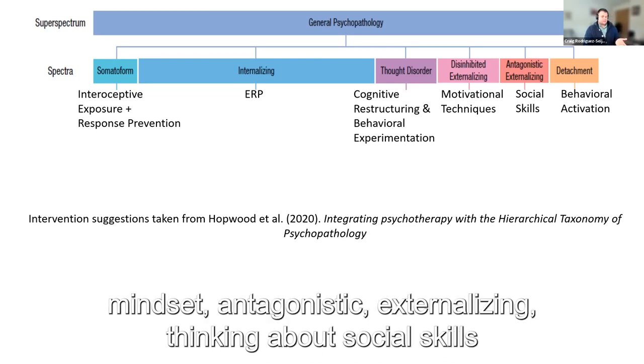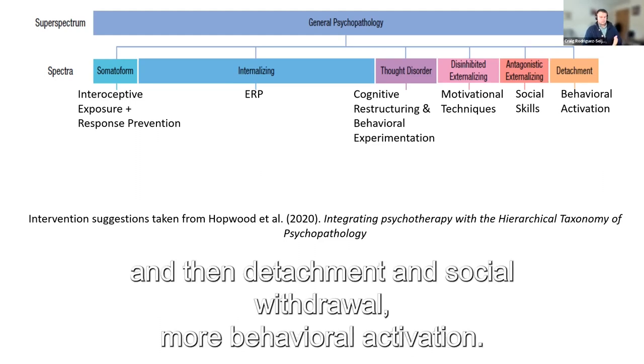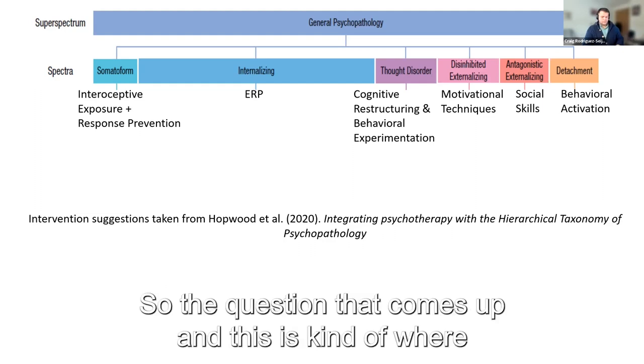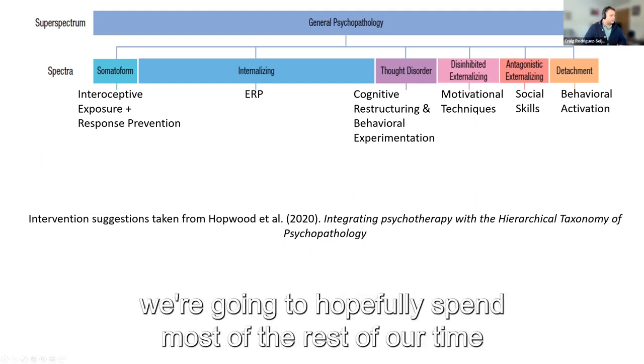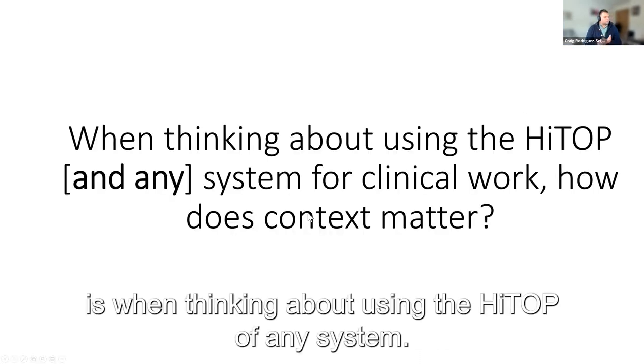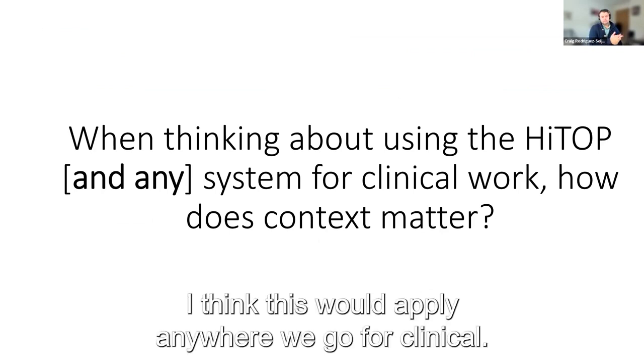Antagonistic externalizing, thinking more about social skills type of training, and then detachment and social withdrawal, more behavioral activation. So the question that comes up, and this is where we're hopefully going to spend most of the rest of our time, is when thinking about using the HiTOP or any system. We're talking about HiTOP today, but I think this would apply anywhere we go for clinical work.